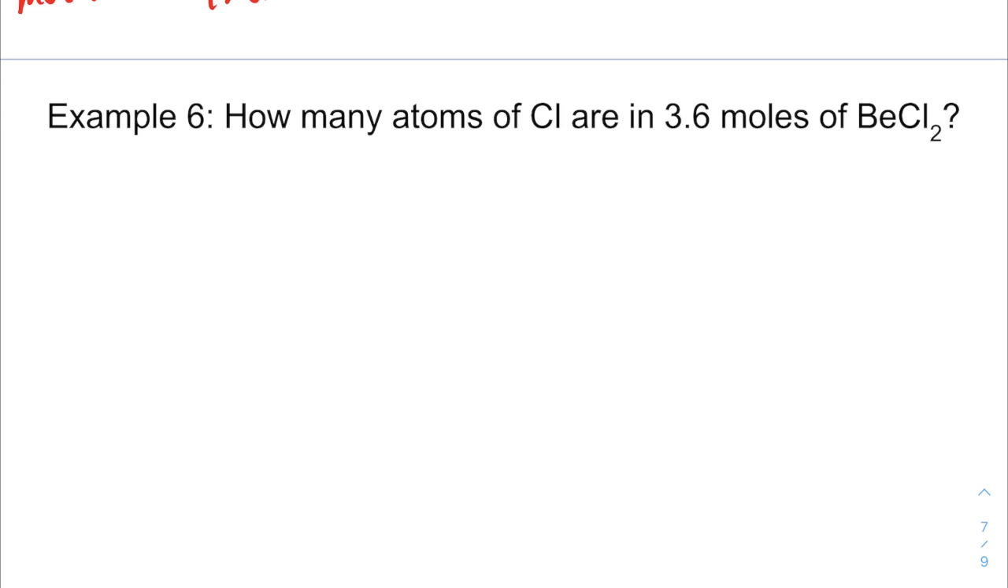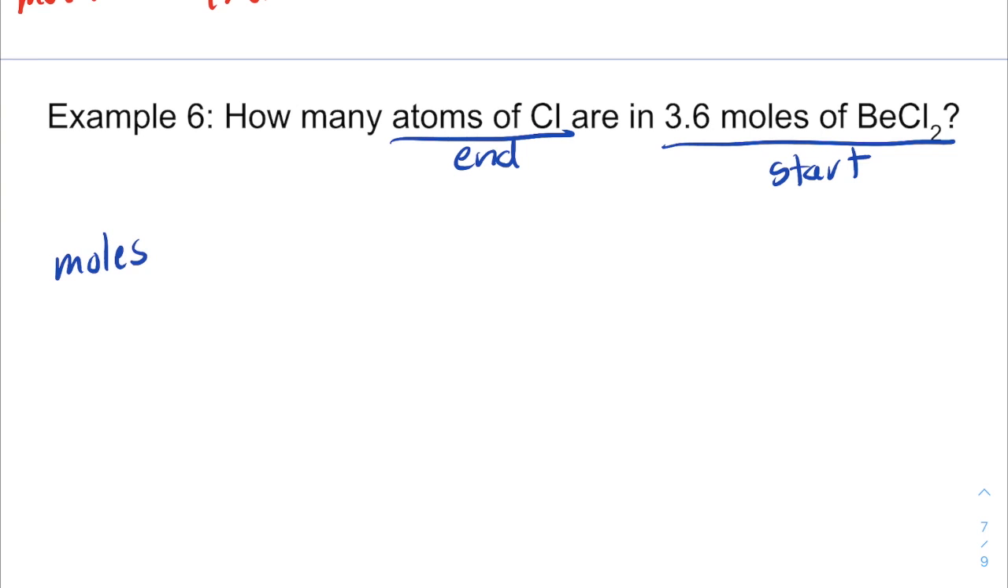So how many atoms of Cl are in 3.6 moles of BeCl2? This is my start, 3.6 moles of BeCl2. This is what I want to end with. So let's plot out where we're going to go. Moles BeCl2. If I need to get to atoms of Cl, I can't just go straight there. First, I'm going to have to go from moles of BeCl2 to moles of Cl.